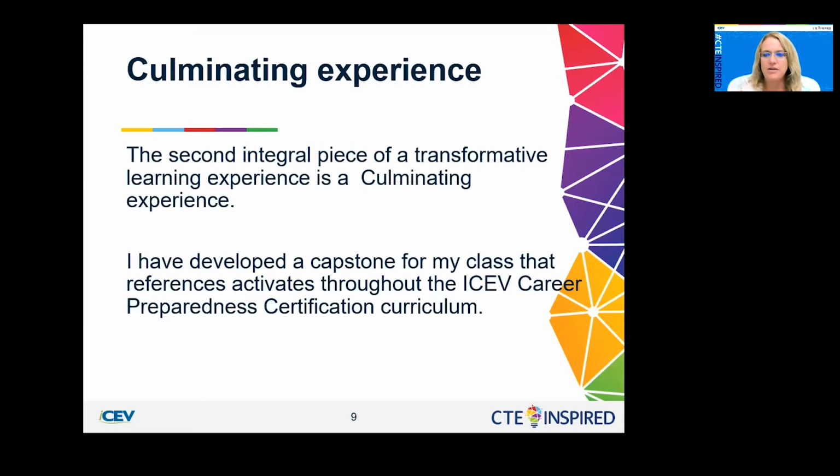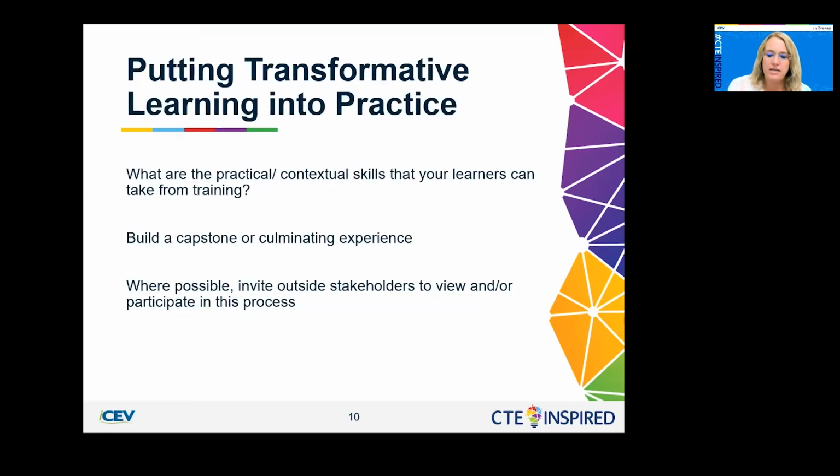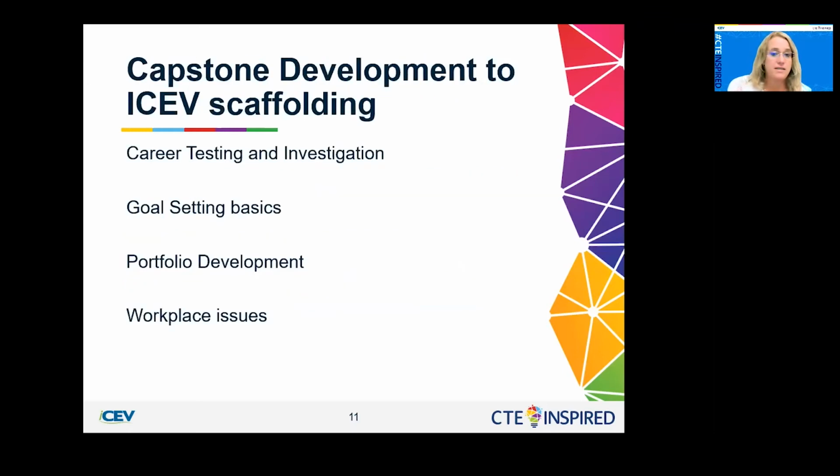And I put together a capstone that dovetails and builds on some of the skills and lesson plans in that preparedness certification curriculum. So some of the areas that I chose to use were the career testing and investigation lesson, the goal setting basics lesson, and then this idea of portfolio development as part of job search, and then workplace issues.